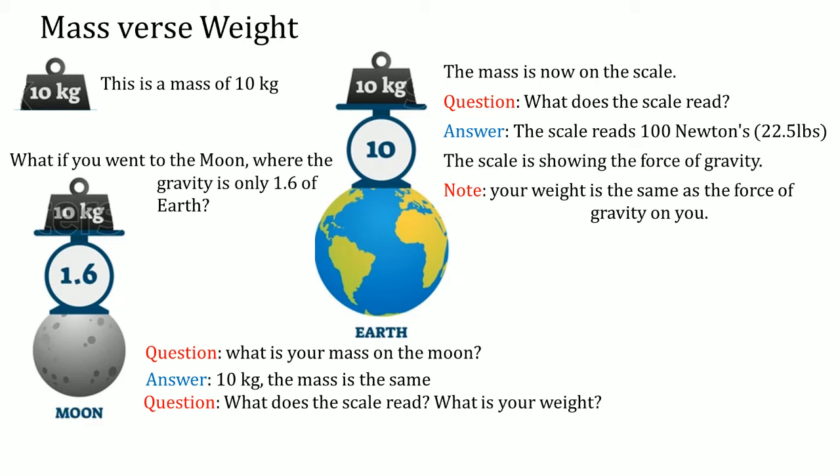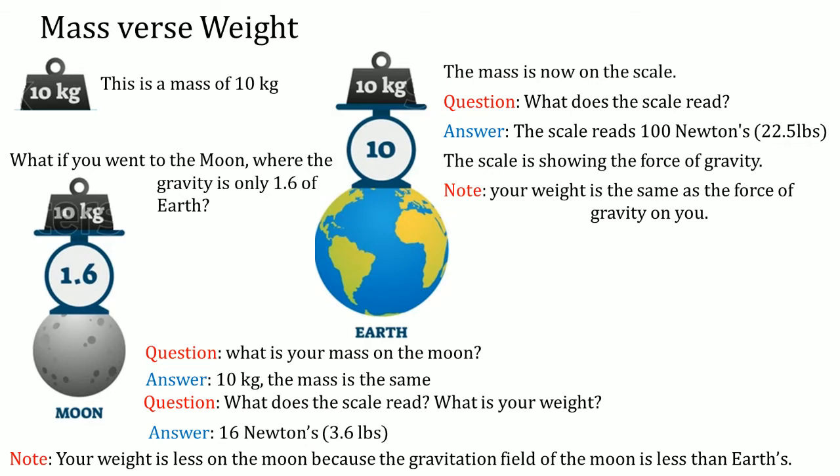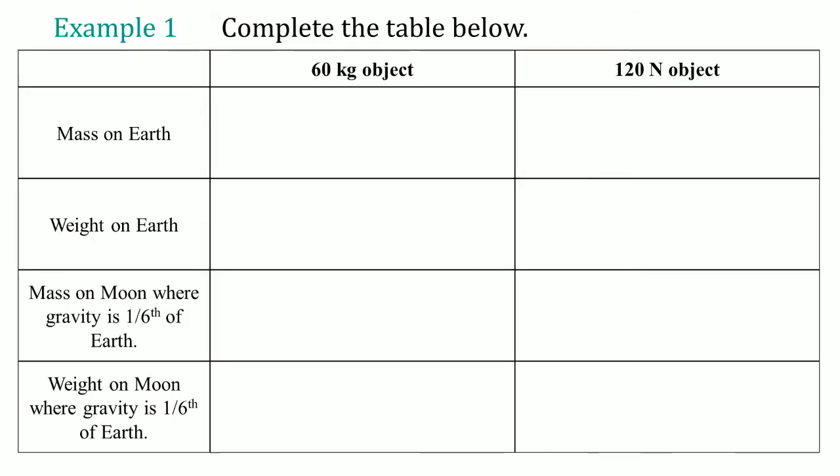What is the weight? It would read 60 newtons or 3.6 pounds. Why? Because the gravity on the moon is less than that is on Earth. That's why the scale would read it less. Again, because the scale measures the force of gravity. Note, your weight is less on the moon because the gravitational field of the moon is less than that is on Earth.